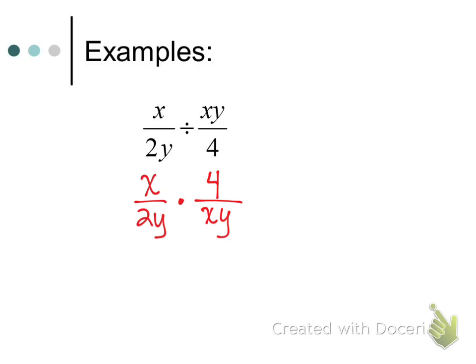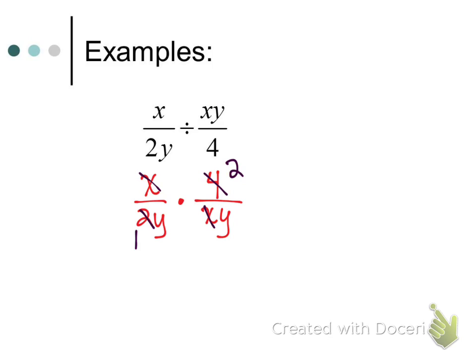Now that it's written like multiplication, I need a new volunteer to tell me something that cross cancels. May? 2 and 4. What does the 4 become? 2. And the 2 becomes a 1. Thank you. Anything else, Natalie? Can we cross-cancel the x's? We can cross cancel the x's. They are exactly the same, so they cancel out completely.